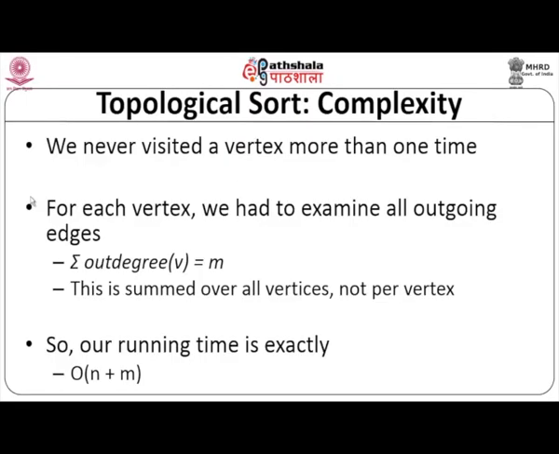Okay. The complexity: we never visited a vertex more than one time. For each vertex we had to examine all outgoing edges, the out degree of the vertex. Summing up over all vertices, not per vertex, you get approximately m. So, our running time is the visit of the n vertices, n, plus examining all outgoing edges, m. So, of the order of n plus m.